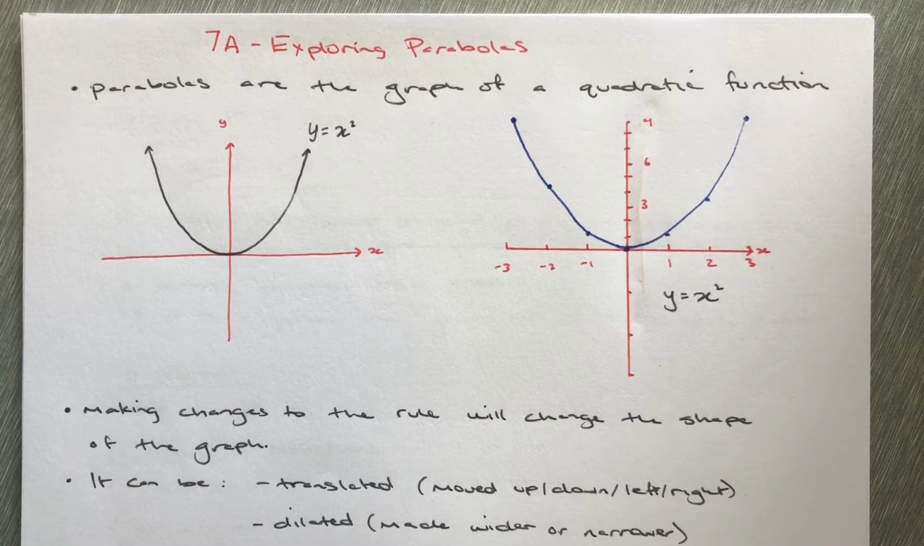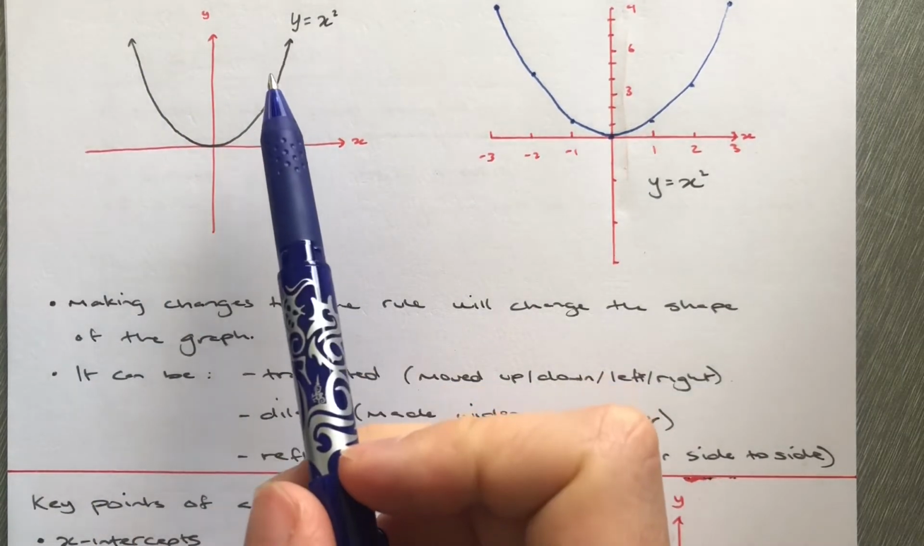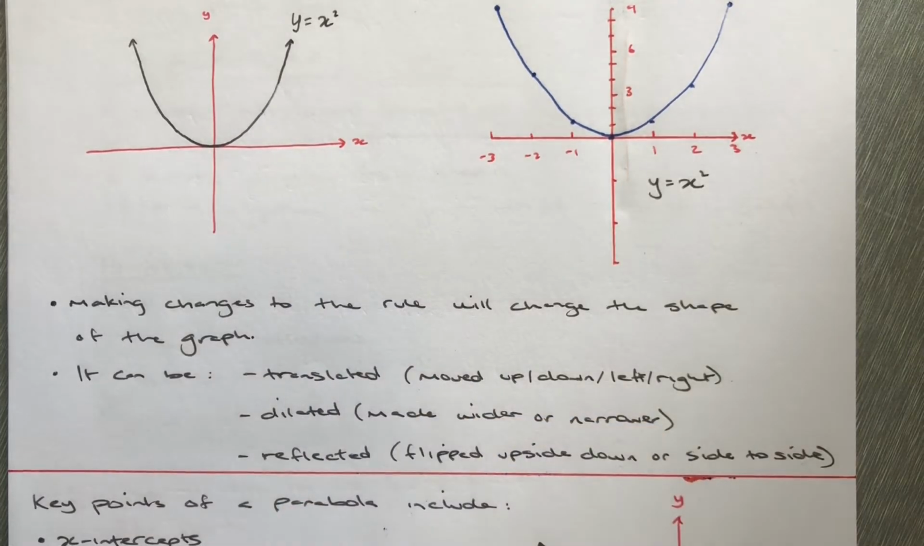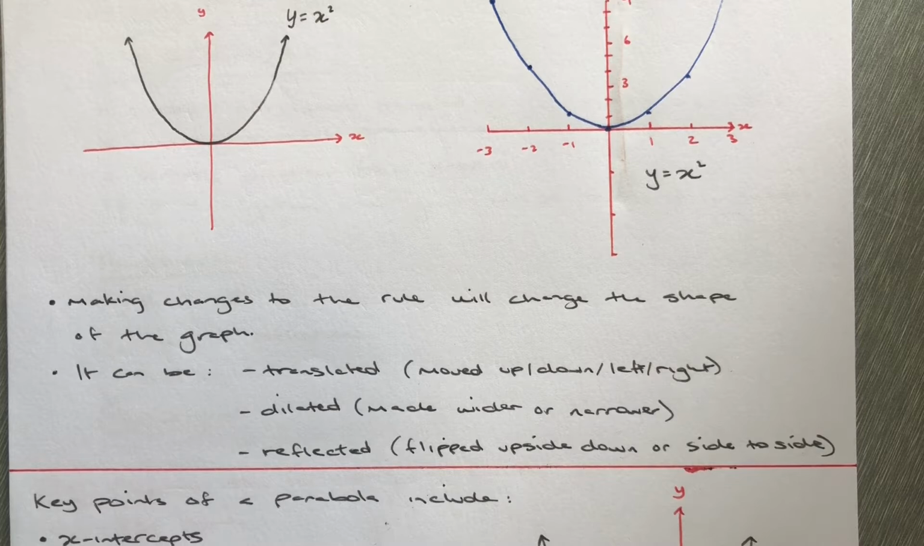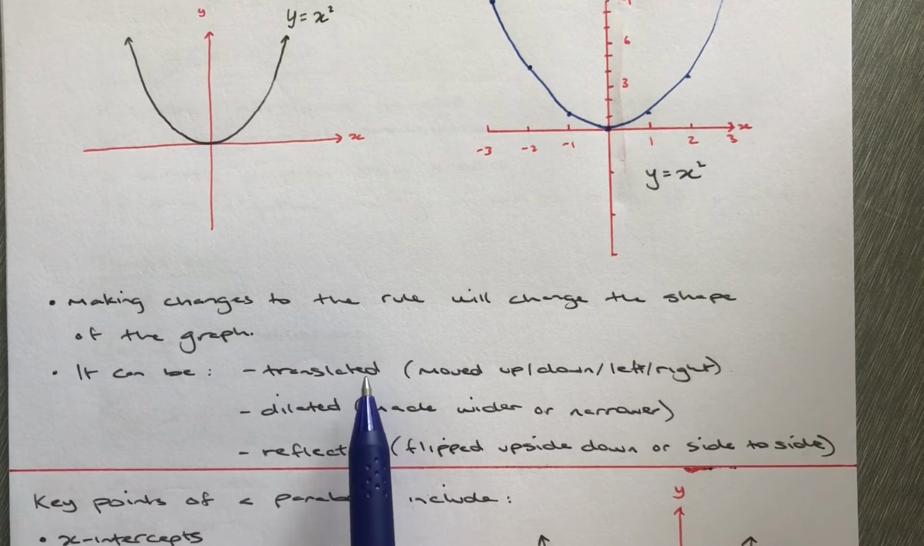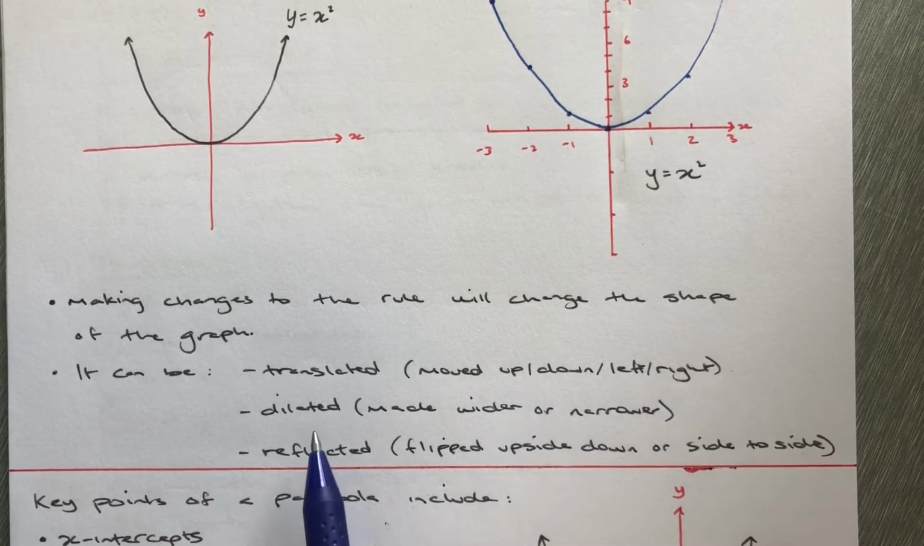Okay. Now, as I said before, we can change what they look like. So they're not all going to be in exactly the same spot, because we've seen other rules before, haven't we? So each different rule is going to look slightly different. Okay. Now, the different changes to the rule kind of come in three different categories. So the curve can be translated, and what that means is it's either moved up or down or left or right. It can be dilated, so it's made wider or narrower.